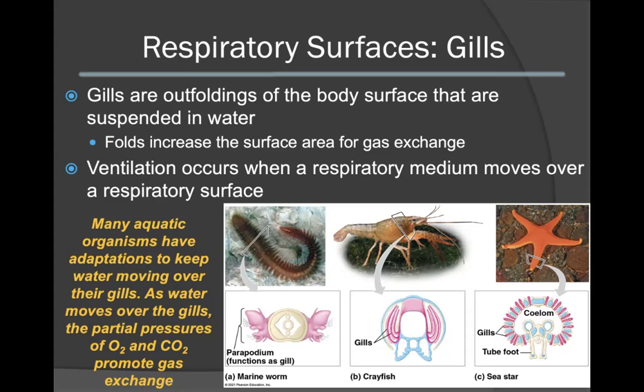Take a look at the 3 organisms below to see their specific adaptations. The marine worm has parapodia, which are modified into gill-like structures. The crayfish has the gills underneath the carapace to help allow for gas exchange, while the sea star has various gill structures that are present within each arm.